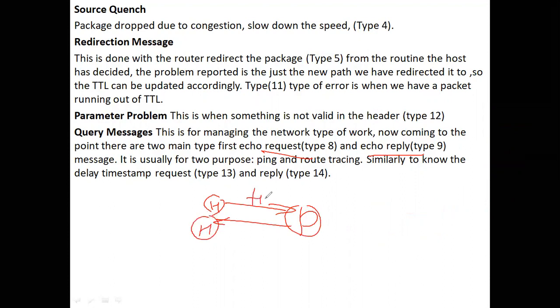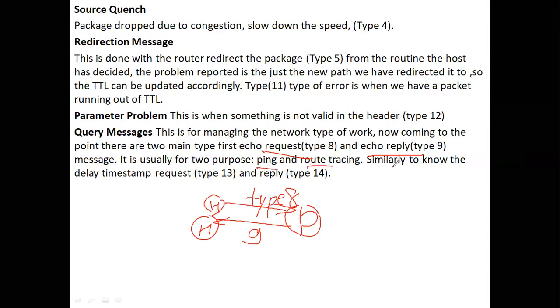So this is your type 8. Okay, and this is your type 9. And mostly the echoes are usually for route tracing and ping, which we'll discuss in the next slide. Either to know whether the router is alive or not, or to know the path from this host to this destination. And now this destination can be a router or some other server. Now, usually the two purposes are ping and routing.